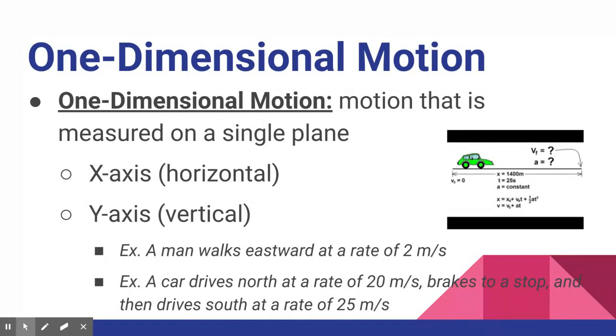Examples that we have here: a man walks eastward, meaning he walks to the east, at a rate or speed of 2 meters per second. And here as an example, a car drives north at a rate of 20 meters per second, brakes to a stop, and then drives south at a rate of 25 meters per second. So in this case, the car was driving north, and then said, oh shoot, I forgot, my oven's still on, turns around, and then drives south at a different speed. This would still be one-dimensional motion because they're on a single plane. They're moving north and south, in a straight line.